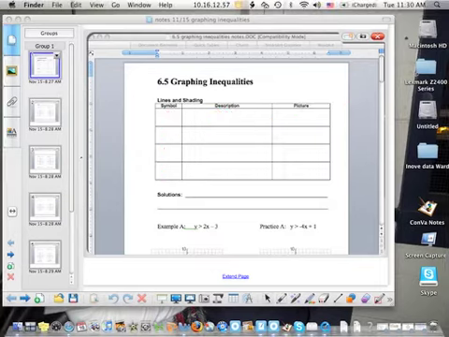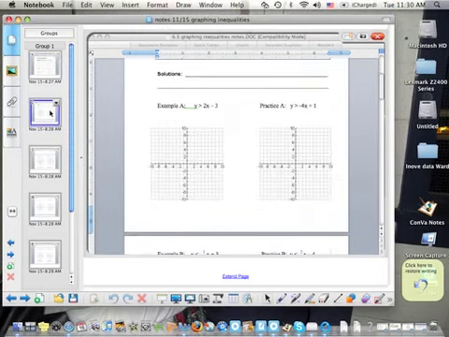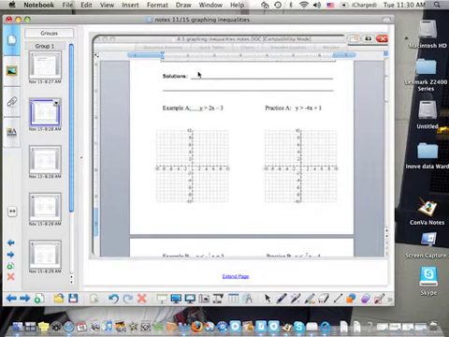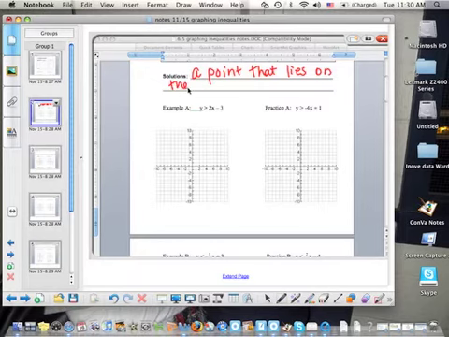All right, so going to our solutions, a solution to an inequality is basically a dot that falls on the line that you've graphed or in the shaded region. A point that lies on the line or in the shaded area of the graph.